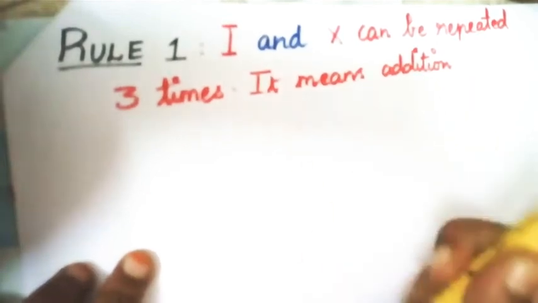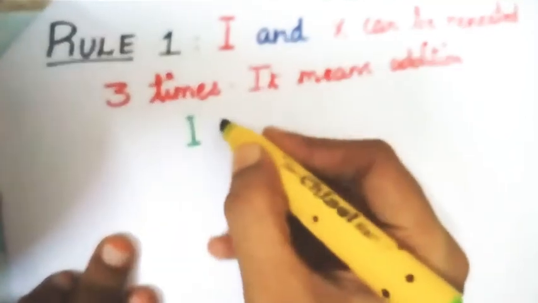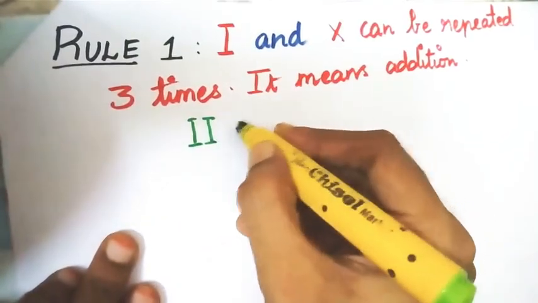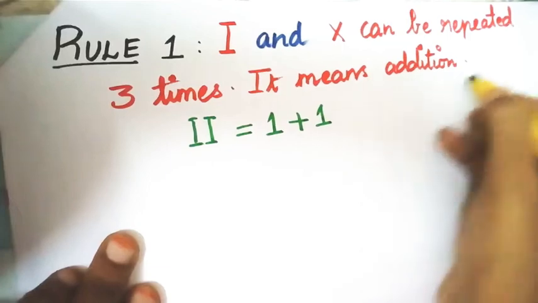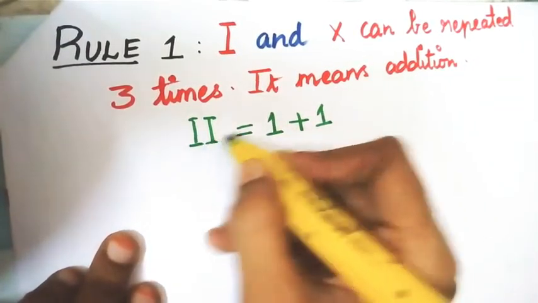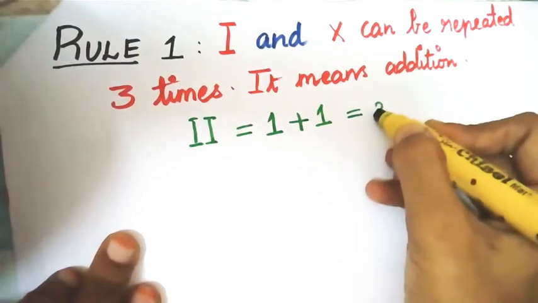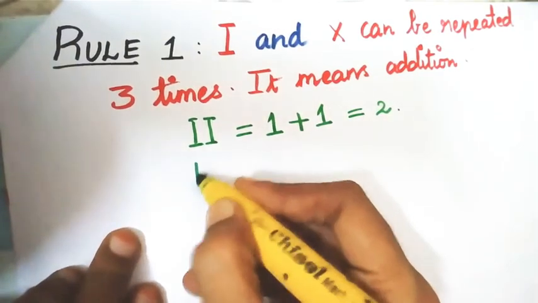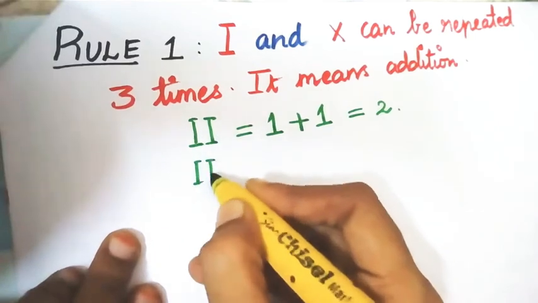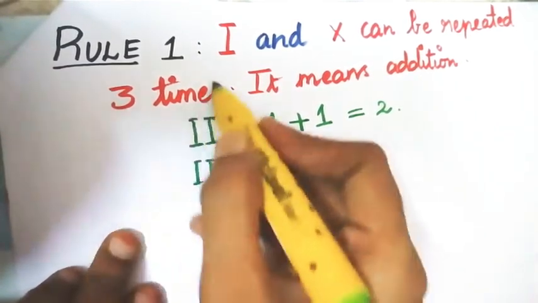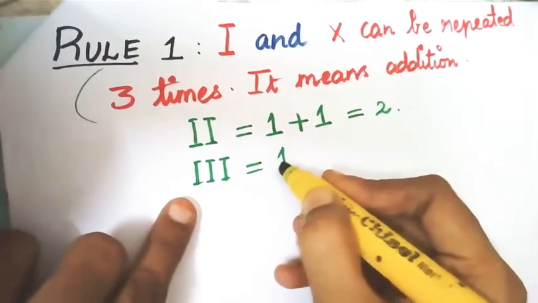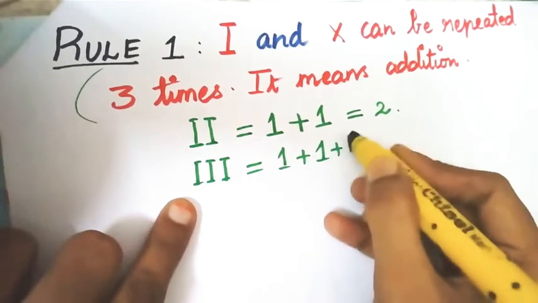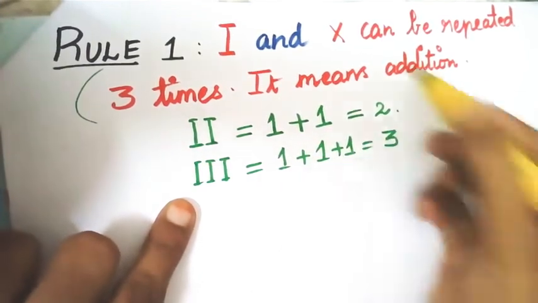It means addition. I'll tell you how. You know that the value of I is 1. I am repeating I 2 times. Then the value will be 1 plus 1 is 2. It is because when you repeat, it means addition. When you repeat I and X it means you have to add. Similarly, I am repeating I 3 times. That means 3 times 1. What is the value of I? It is 1. 3 times I have written, so add 1 3 times. What do you get? 3.